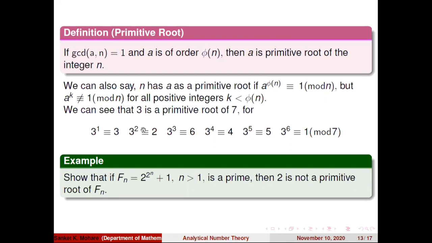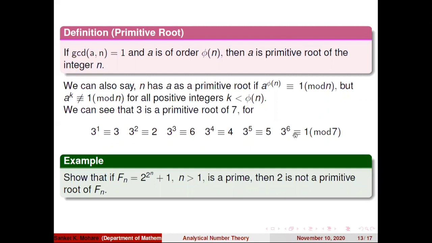3 square is 9 and 9 is congruent to 2 modulo 7. 3 cube is 27 and 27 is congruent to 6 modulo 7. 3 to the power 4 is 81 and it is congruent to 4 modulo 7. Similarly, 3 to the power 5 is congruent to 5 and 3 to the power 6 is congruent to 3 to the power 6.